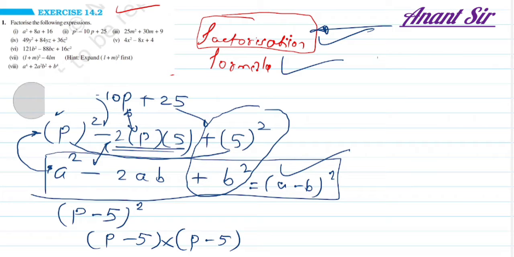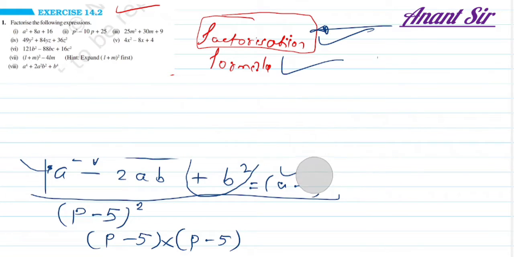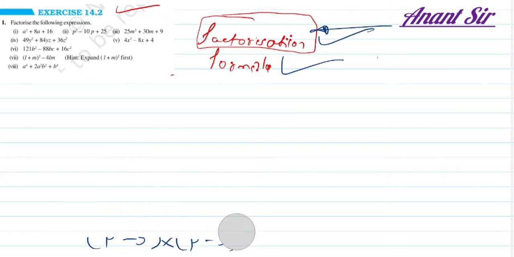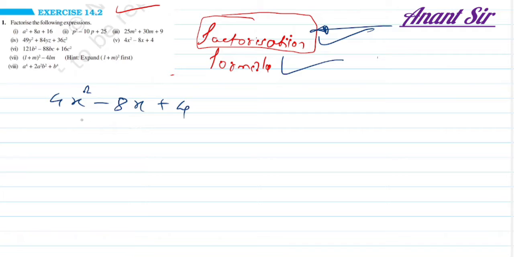So now I am quite sure you must have understood all the questions which we have done till now in this video. Okay, so let's move on to question number 5. 4x square minus 8x plus 4. So again, let's see whether the first term is the square of any number. Yes, it is the square of 2x. How can we solve this 2x whole square?